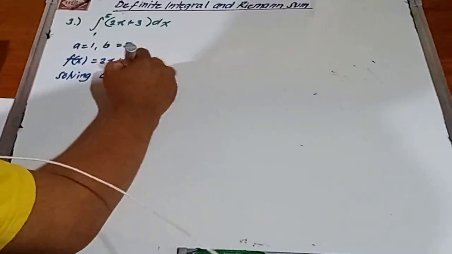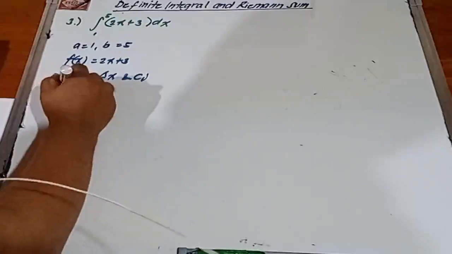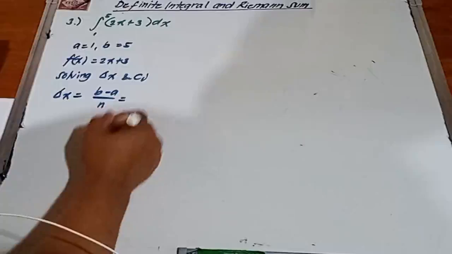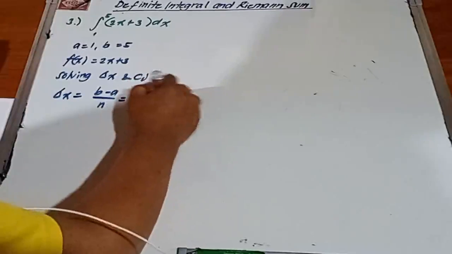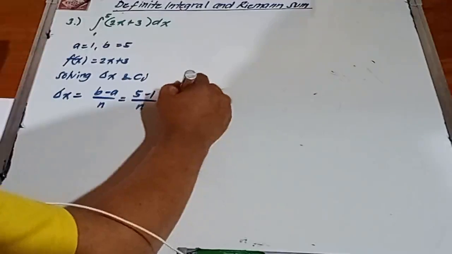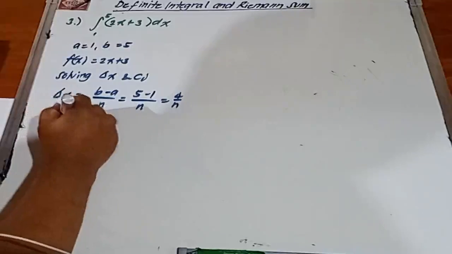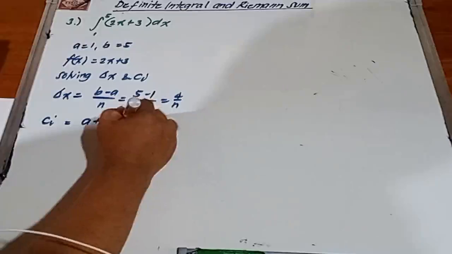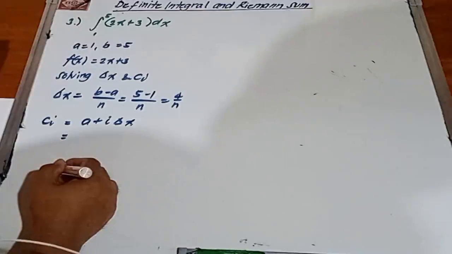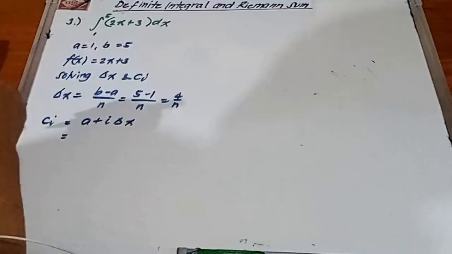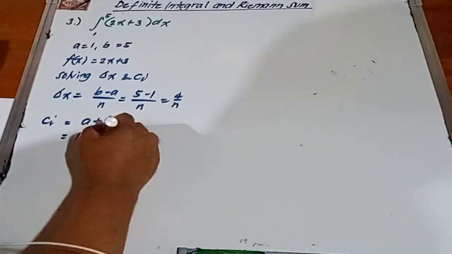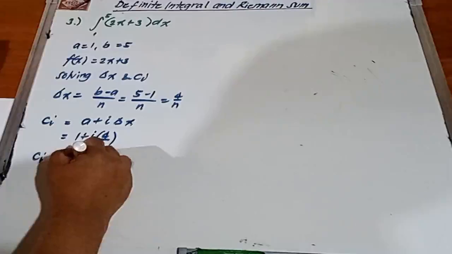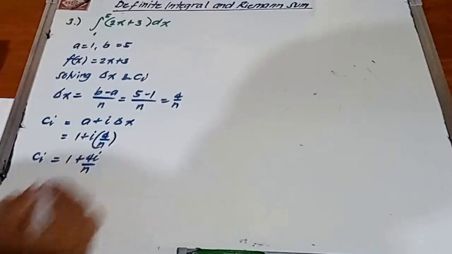So, solving delta x and c sub i. So, delta x equal to b minus a over n. Ang b natin ay 5 minus 1 over n. So, this is 4 over n. At para kay c sub i, we have a plus i delta x. A natin ay 1 plus i delta x is 4 over n. So, therefore, c sub i natin is 1 plus 4i over n.